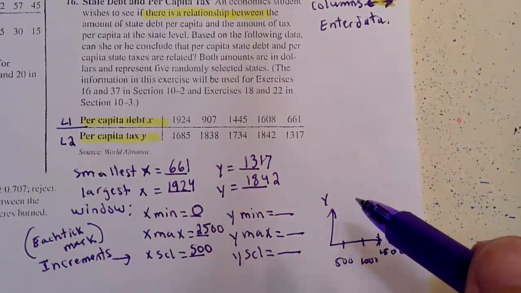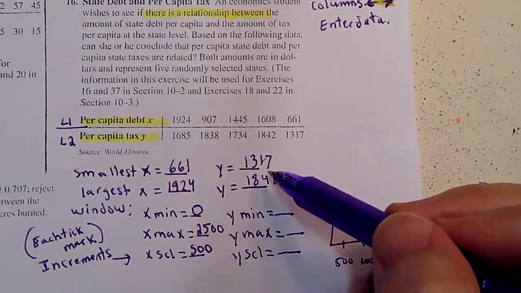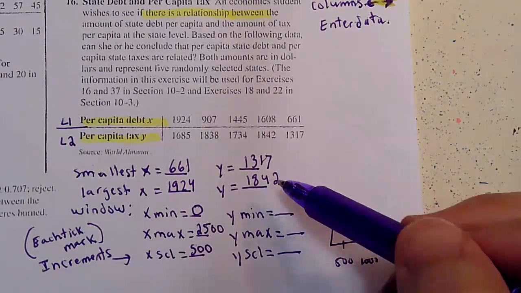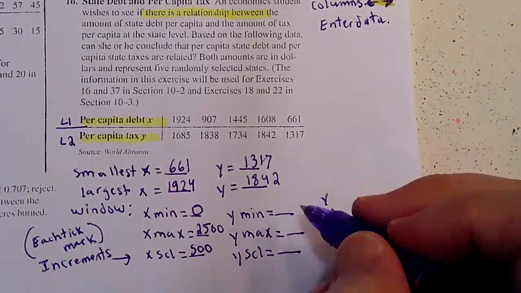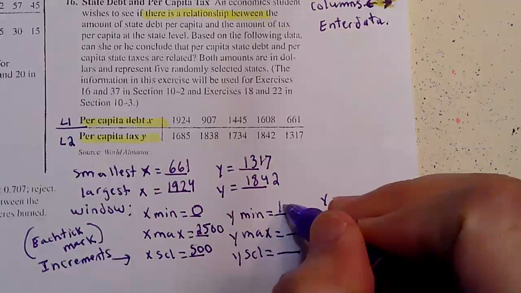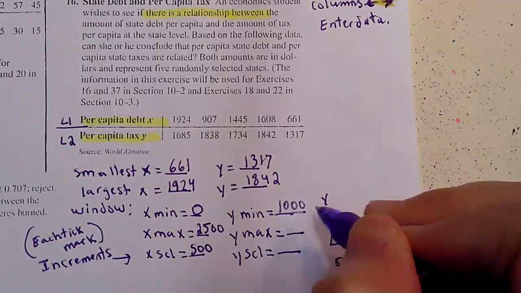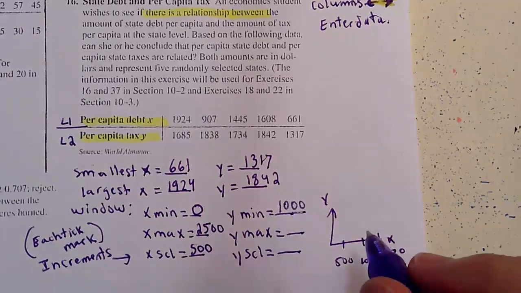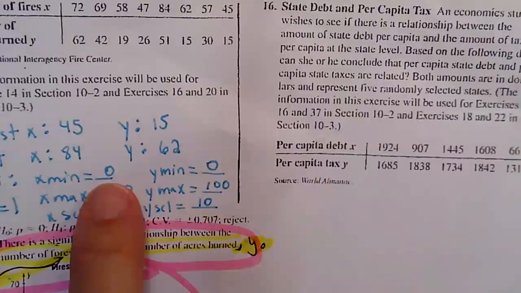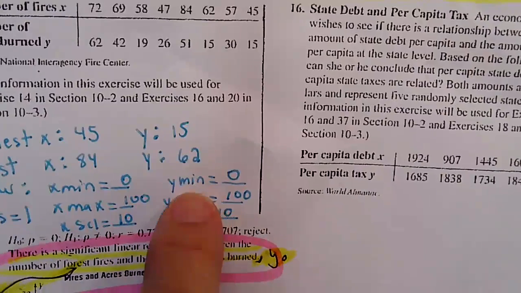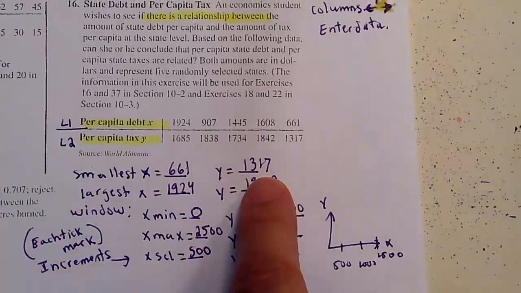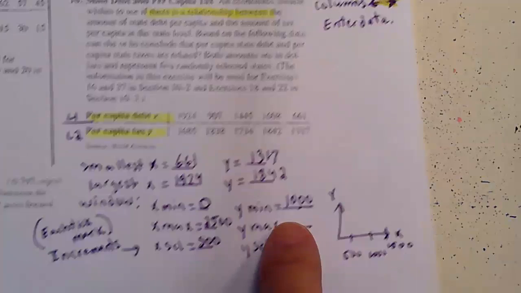And so the thing is that this is very large. It's 1,317. So I actually made my Y min 1,000. In the past examples you see me with my scatter plots, I've usually used 0. So you saw over here how I used 0. And of course this was only 45 and 15 on this previous example. But see, this is 1,317. So if you put 0, that would be fine.